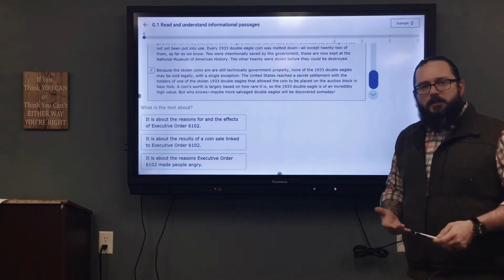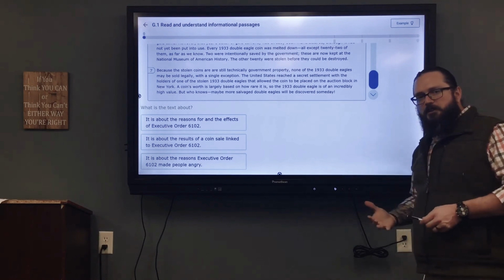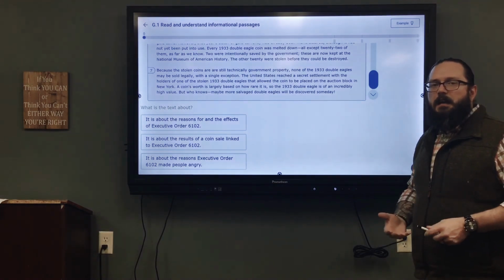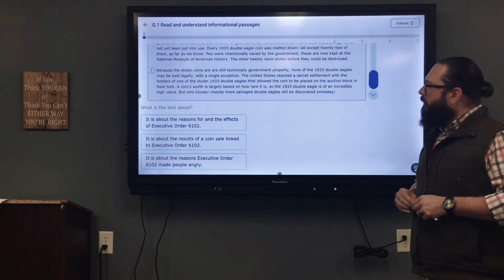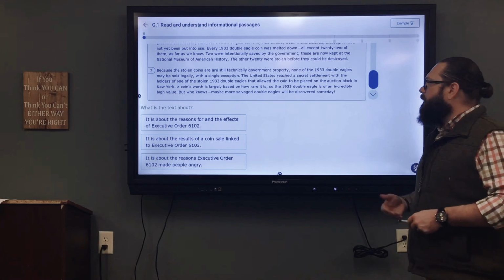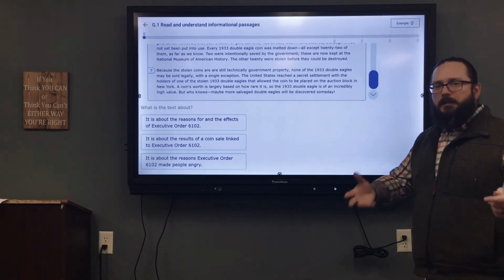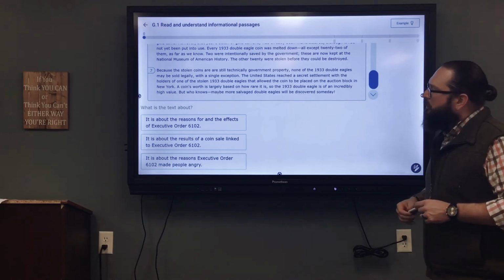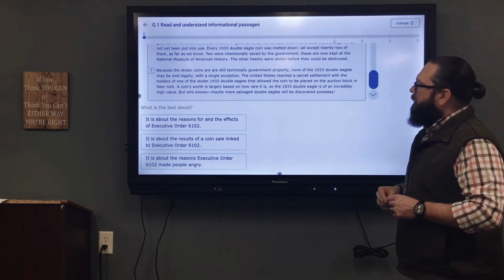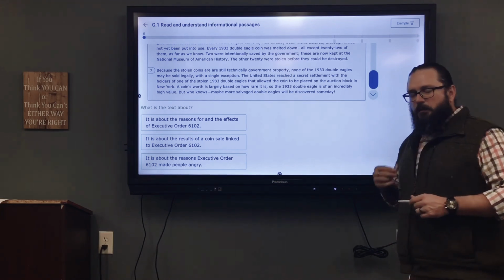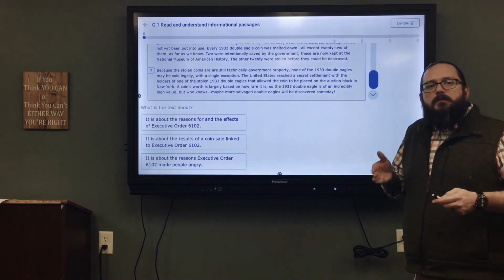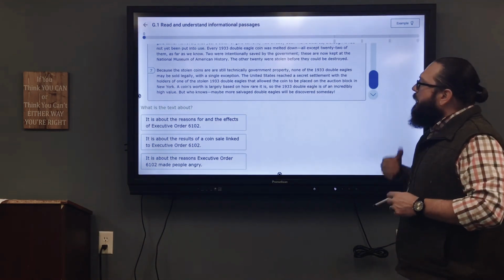So why was the order issued? Well, we're in the middle of the Great Depression. The president wanted to print more money, and due to the laws on the books at the time, he legally could not do that. There had to be a certain amount of gold held in reserve in order to print money. So in an effort to try to get more gold from the American people, Executive Order 6102 was issued. Now, as we go through the passage, what we end up seeing is what happens as a result of Executive Order 6102 being issued.